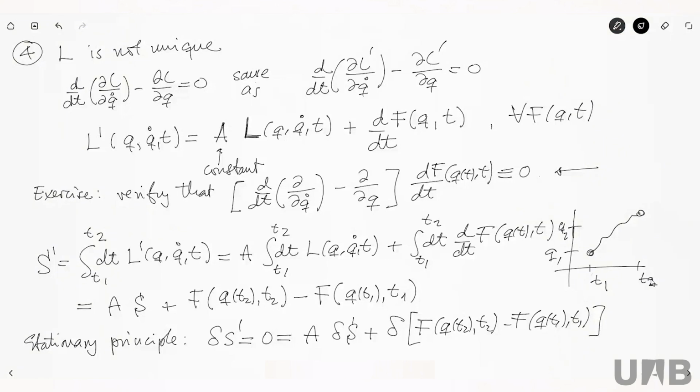Remember, we are taking variations, so doing variations of the path, right? That's what we are doing in the action principle, to look for the stationary point. We are looking for the stationary point, making variations of the path that connects these 2 points. Okay? Do we agree or not?